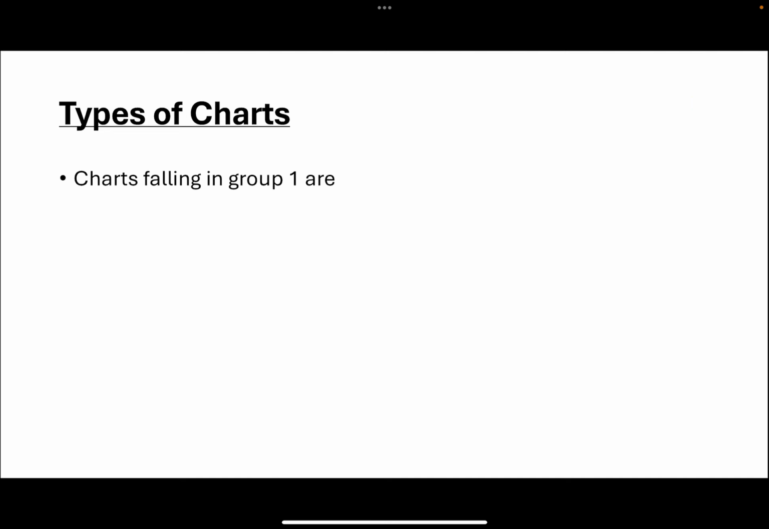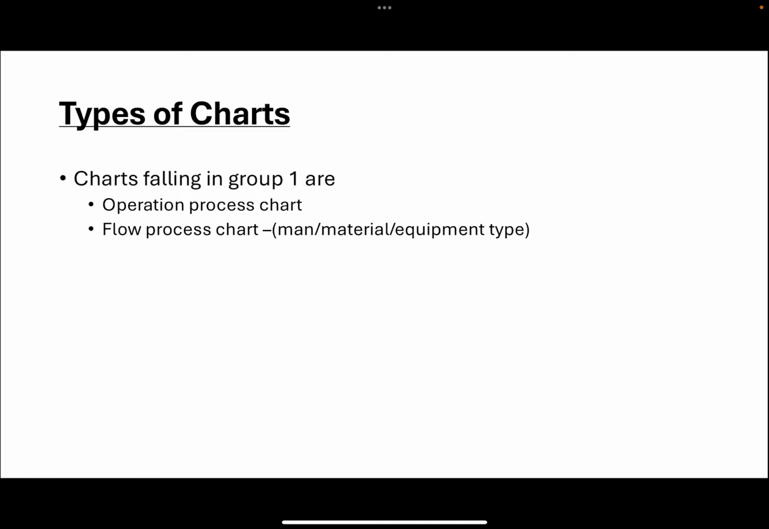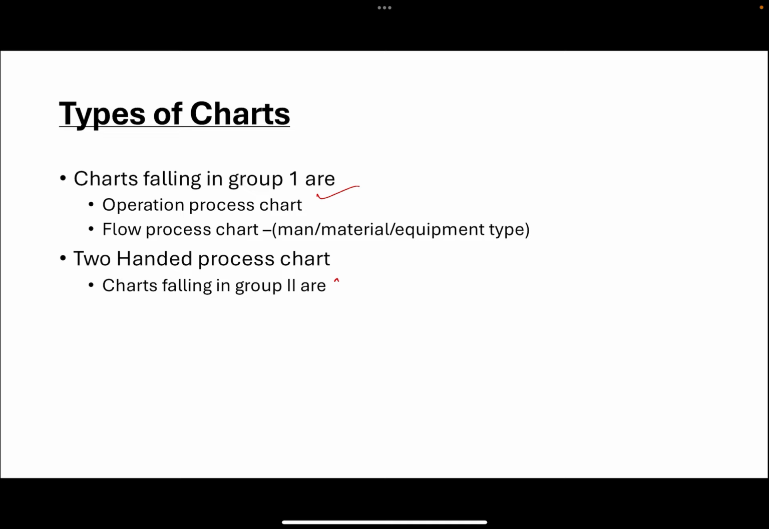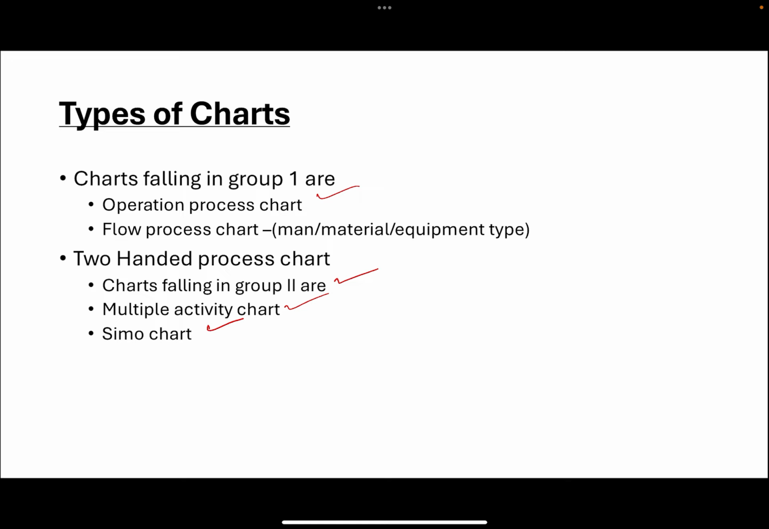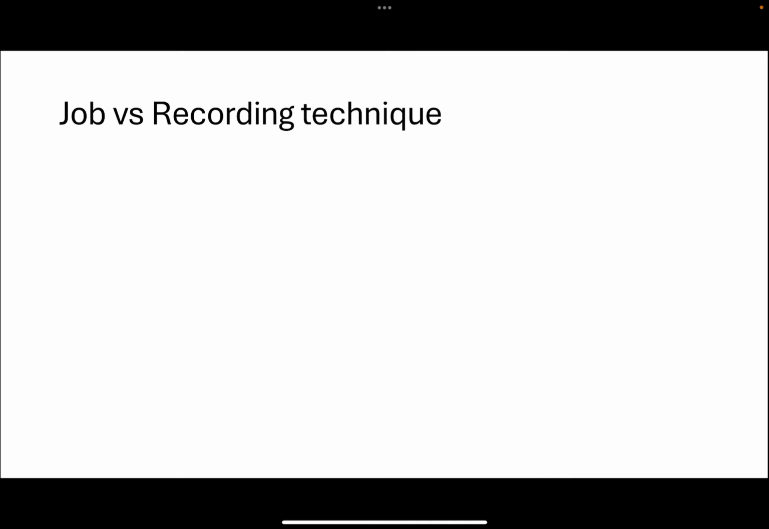So let us see some of the types of charts falling in group 1: the operation process chart, then the flow process chart. These are of 3 types: man, material, equipment type. Then you have the two-handed process chart. Okay, so this comes under group 2: the multiple activity chart, SIMO chart, etc. We will need to study each of these charts in detail. First we will start with the operation process chart, then we will discuss the flow process chart. Subsequently we will see what the multiple activity chart, SIMO chart, etc. are.